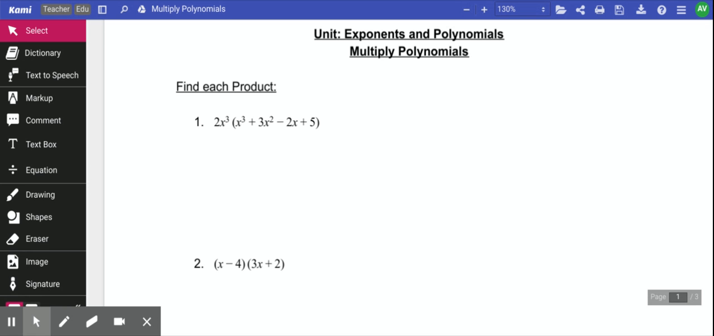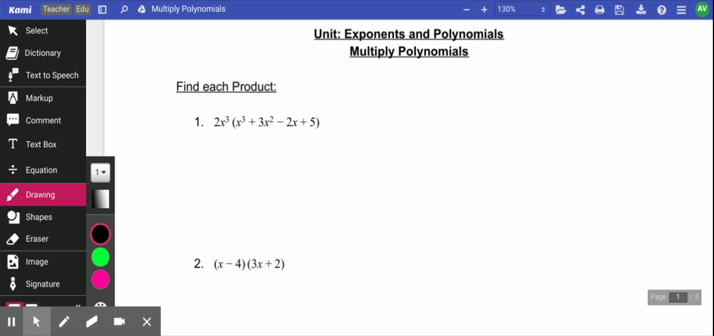So I'm going to go through several different types of problems, starting off with this one where we have a monomial, which means just one term, times a polynomial, which has many terms. So here I'm just going to do the distributive property. This is going to get multiplied first to the 2x to the third times x to the third. When there's nothing written in front, I can assume this is a 1. 2 times 1 is 2. x to the third times x to the third is x to the 6th.